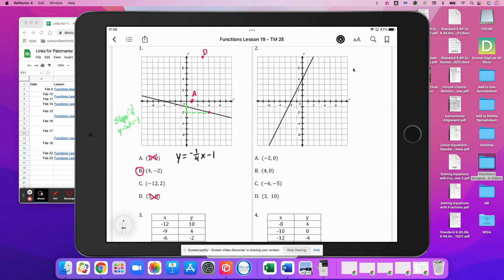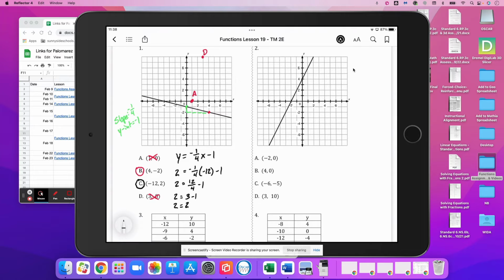And so we can put those points in there just like we have all the other ones, and we will have 2 is equal to -1/4 times -12 minus 1. I don't think that this is going to work, but we will see. So 2 is equal to +12/4. Oh, I might be wrong. Minus 1. 2 is equal to 3 minus 1. And yep, 2 is equal to 2. So C also satisfies the function.